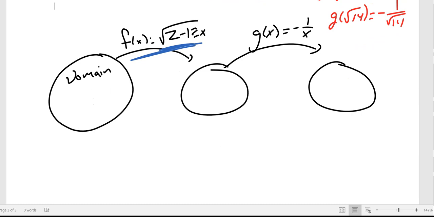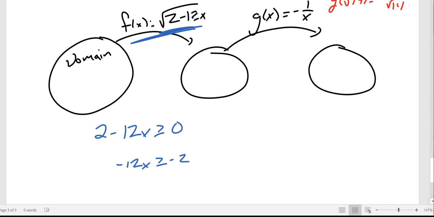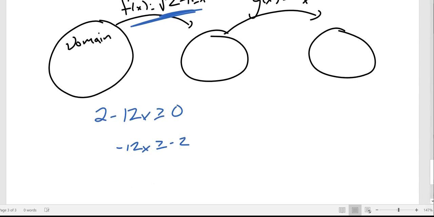Okay? So I know because that's a square root function, we're not allowed to have negatives under the square root. So I'm going to start off by saying, you know what, 2 minus 12x has to be greater than or equal to 0. So I can subtract 2 from both sides. If I do that, I get -12x is greater than or equal to -2. Then I'll divide by the -12. Now, check it out. Since I'm dividing by -12, I have to flip my inequality symbol over. And then I reduce, so x has to be, to start off with, less than or equal to 1/6.